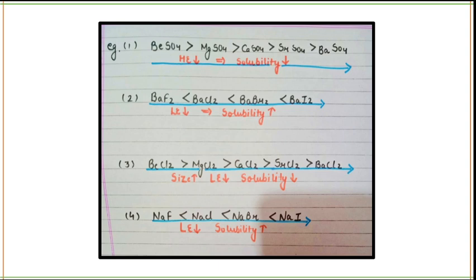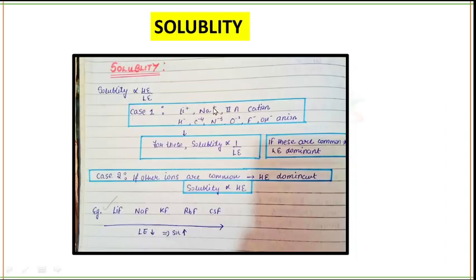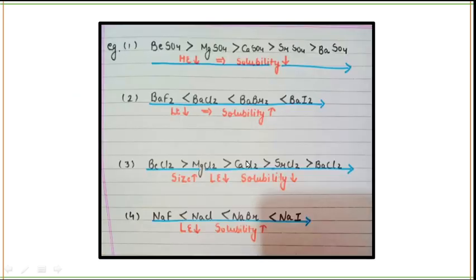Next, there are various examples which help you to understand the concept of solubility. For example, if we take example number 4: sodium fluoride, sodium chloride, sodium bromide and sodium iodide. As you can see here, we are talking about a particular group, the halogen group number 17. Size increases, that's why lattice energy decreases, and when lattice energy decreases, solubility increases. We have put the concept of lattice energy here because sodium ion is common. If you have sodium ion common, then you will put the formula as solubility is inversely proportional to lattice energy.